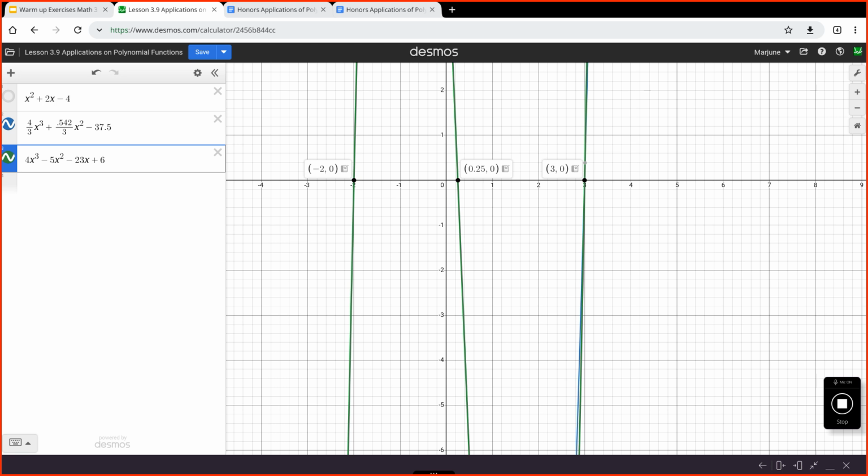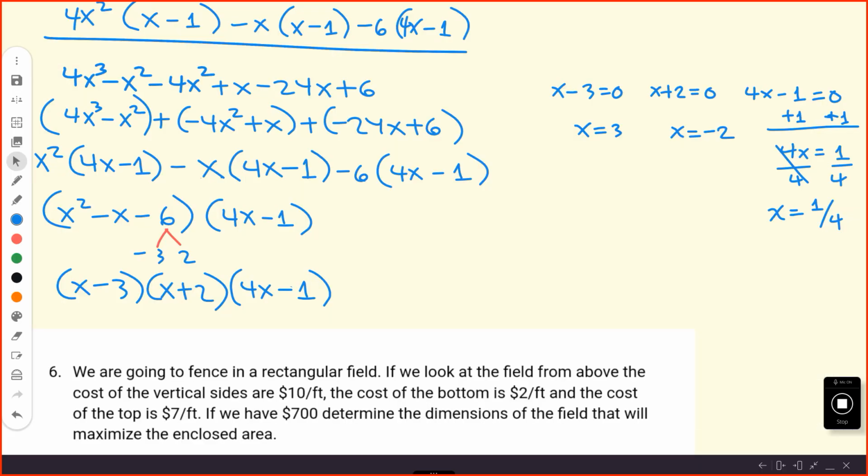Negative 2 to 0.25 or 0.25 to 3? Oh, hold on. What is the difference between these two? 2.25. Okay, 2.25. What is the difference of these two? 2.75. 2.75? Okay, so these two are closest. Okay. All right. I didn't take very good notes. So these two, negative 2 and 1/4, is the closest two zeros.